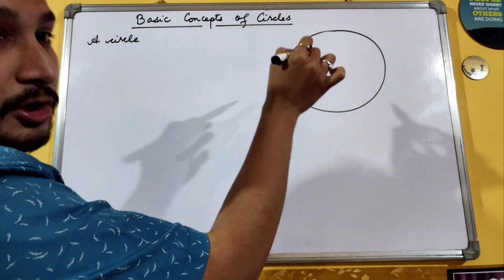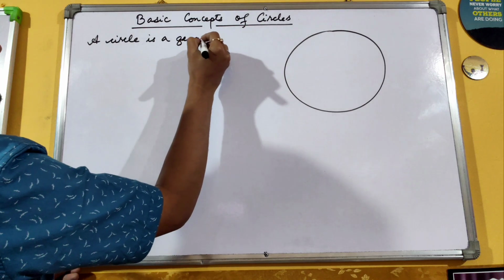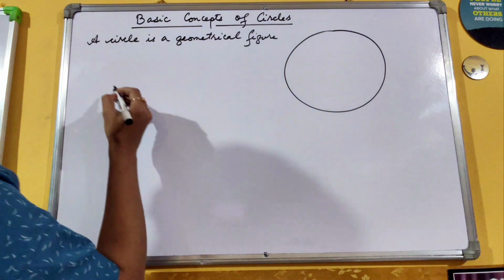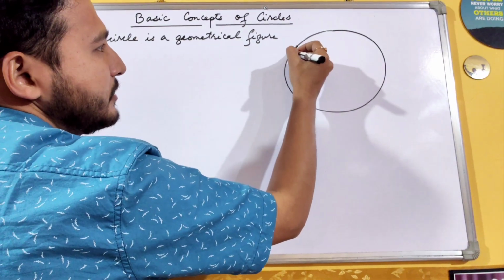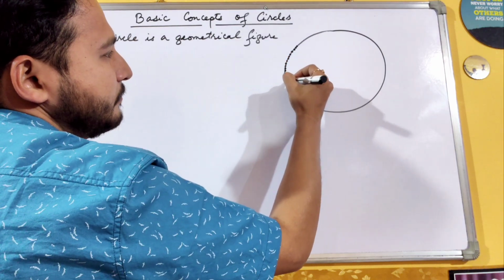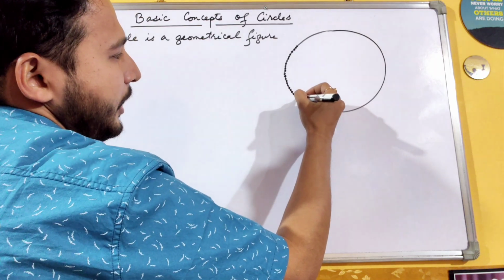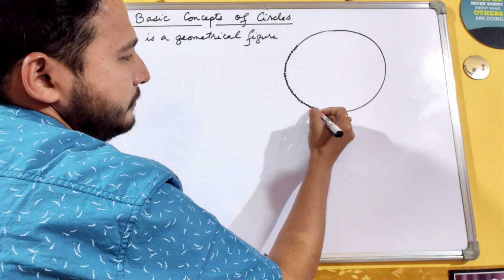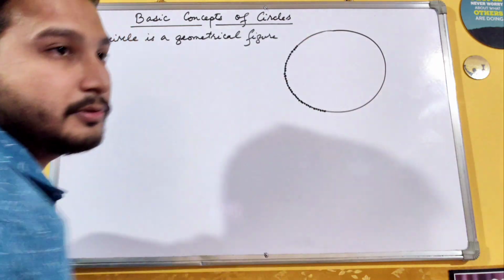A circle is a geometrical figure. Now you can see that there are so many points in the circle. Infinite number of points, because a line is always made up of infinite points, and this circle is made up of infinitely many points. Let's just put some dots.